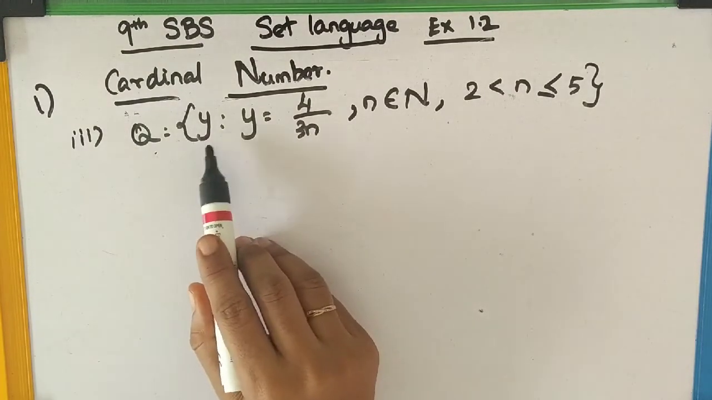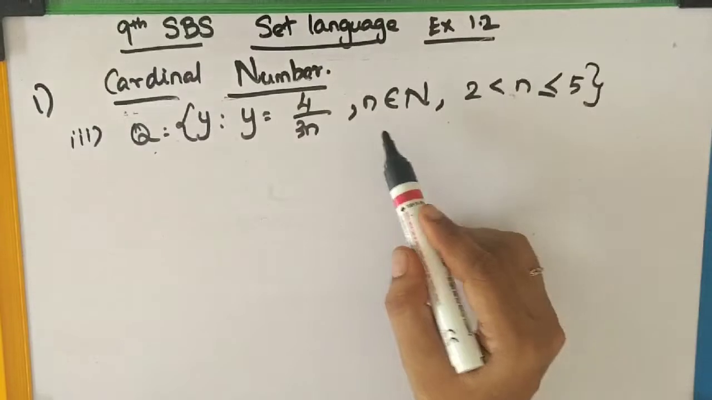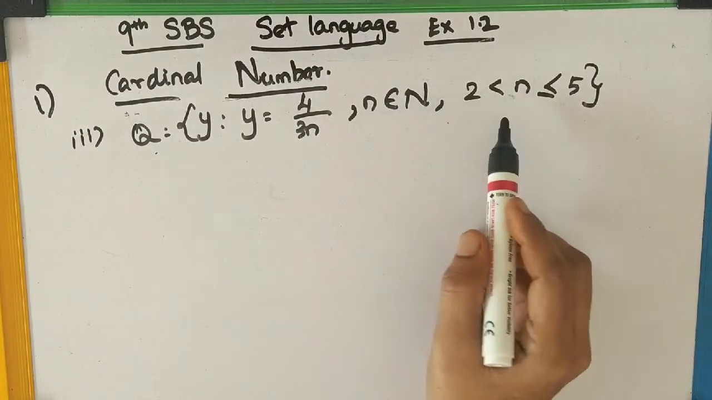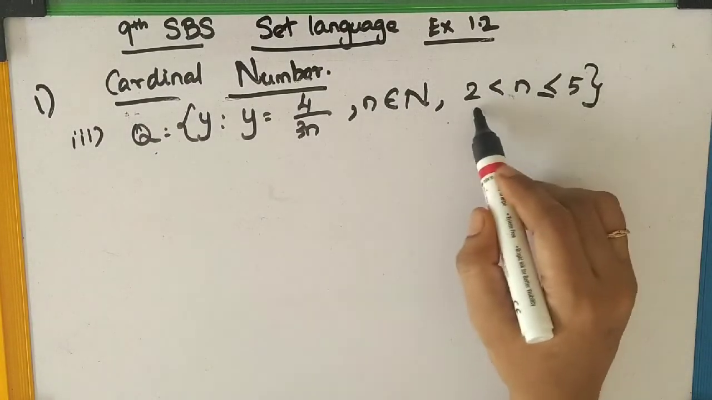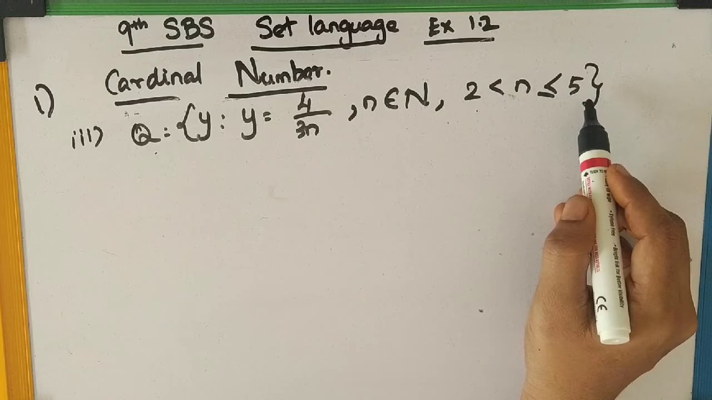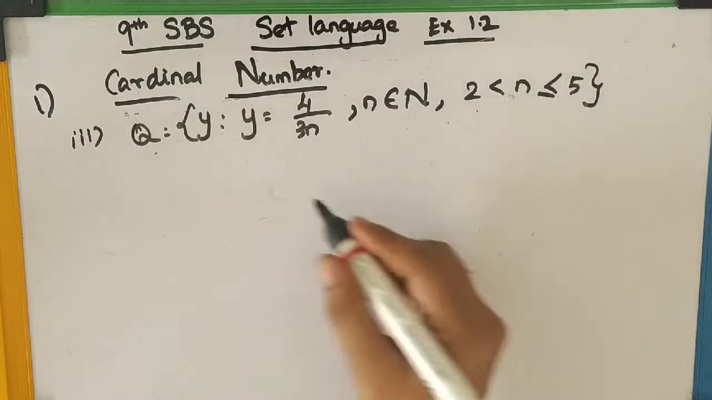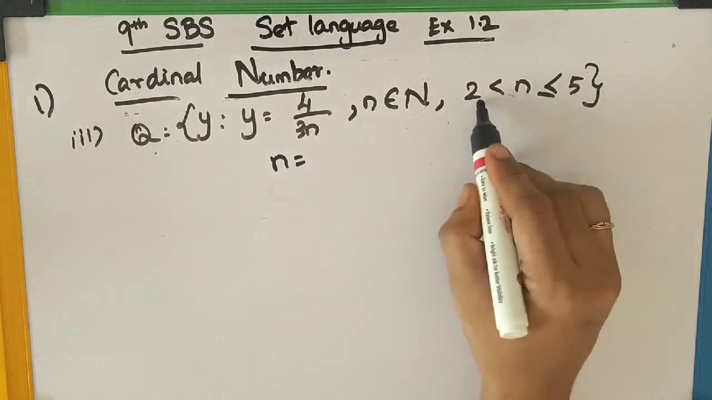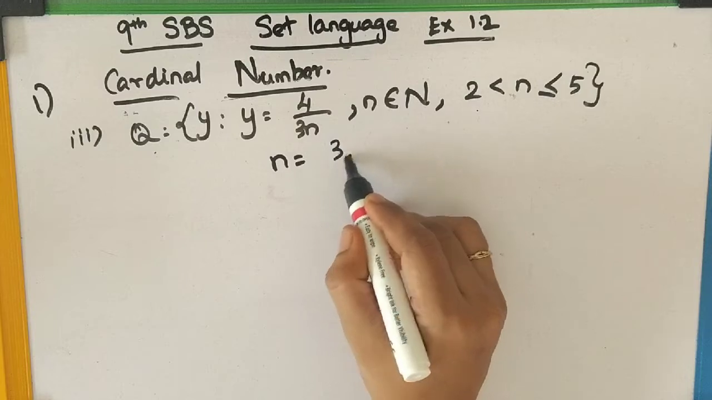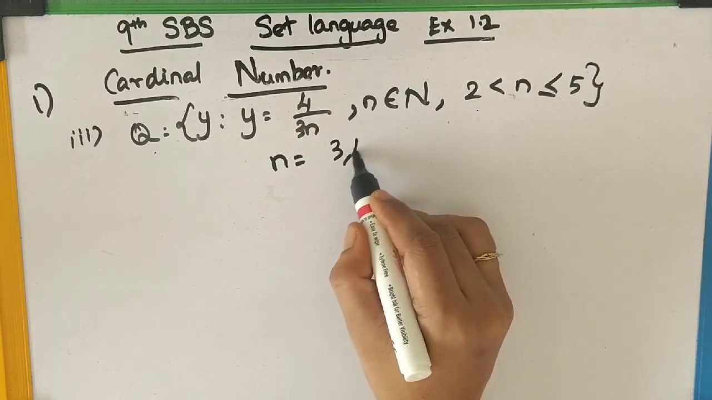Here, Q is equal to {y : y = 4/(3n), and n is a natural number and n is greater than 2 and less than or equal to 5}. In this case, we have to first find n. So, n is greater than 2, so it must start from 3, 4 and 5.